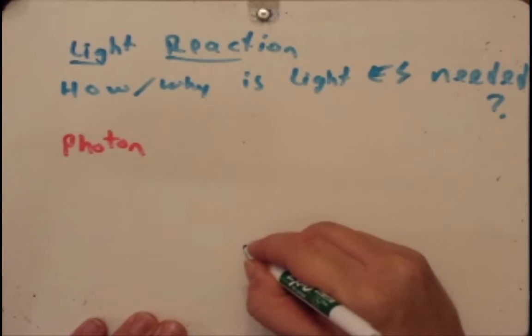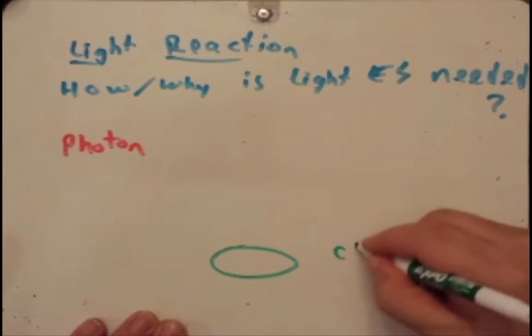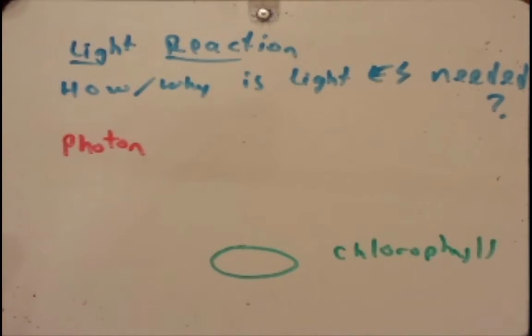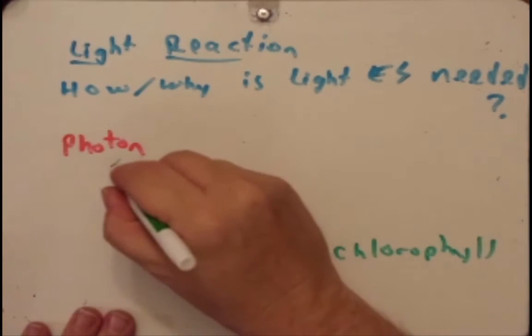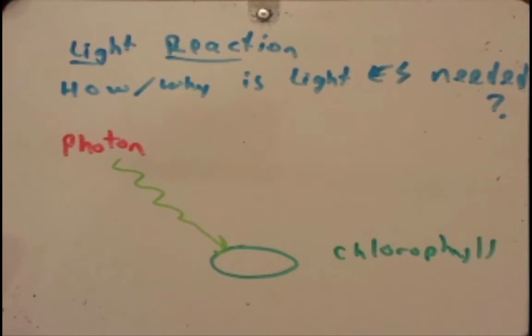Let's draw our chlorophyll molecule, so chlorophyll. It's going to absorb light from this photon. So here comes the light. And what happens is, as that light is absorbed by this pigment chlorophyll, it excites the electrons in it.